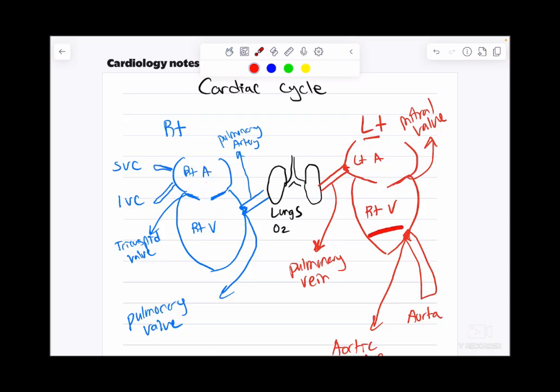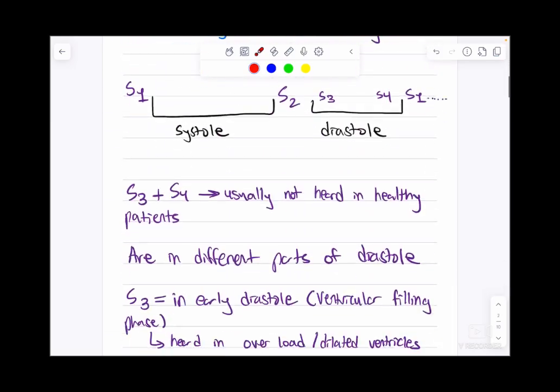What does that mean, low compliance? They're either stiff or fibrosed, and blood cannot really passively fall into the ventricle. So the atrium has to pump some blood, squeeze and push more blood into the ventricles. This normally does not happen.